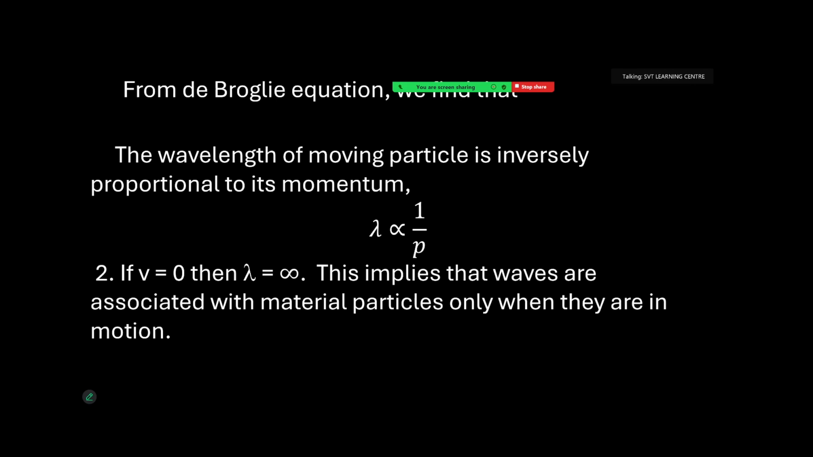If the particle is stationary, or rather it doesn't have velocity, then its momentum is 0, and consequently its wavelength will be infinite. So, we can only talk about the wavelength of a particle as long as it is moving.